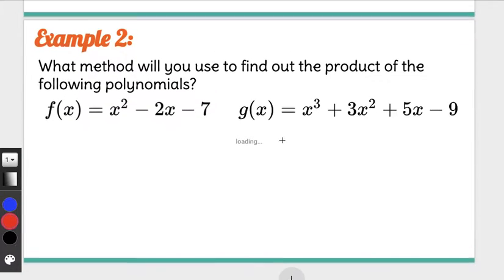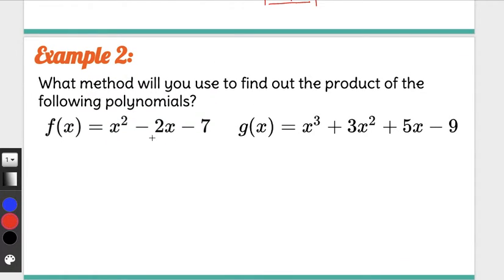So let's check this one. This one we are going to deal with, one is 3 terms, x squared minus 2x minus 7. Another polynomial is g(x). Even this is like a long 4 terms. But when we say to find the product, meaning you need to multiply both polynomials to find the answer. So that's just another word to indicate the operation is multiplication.